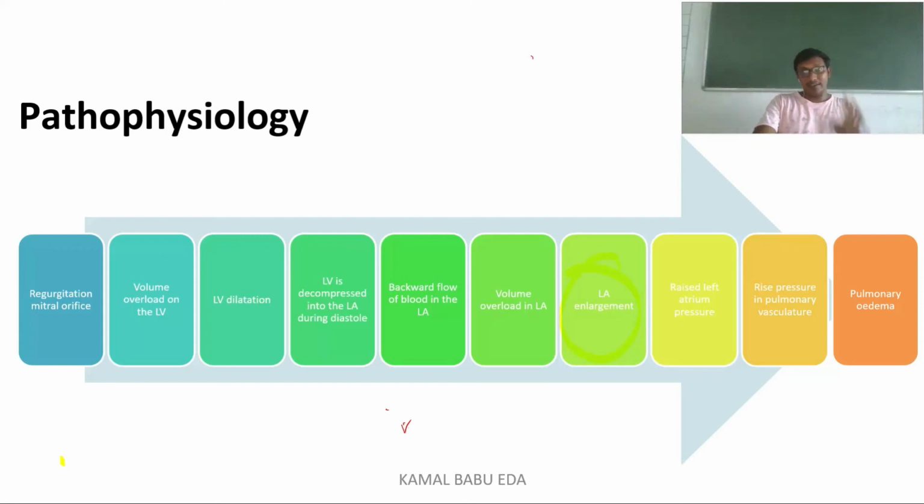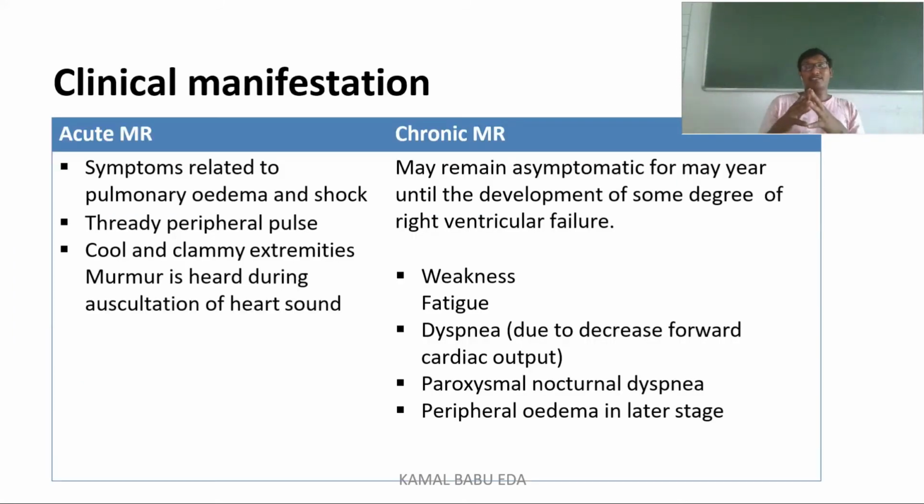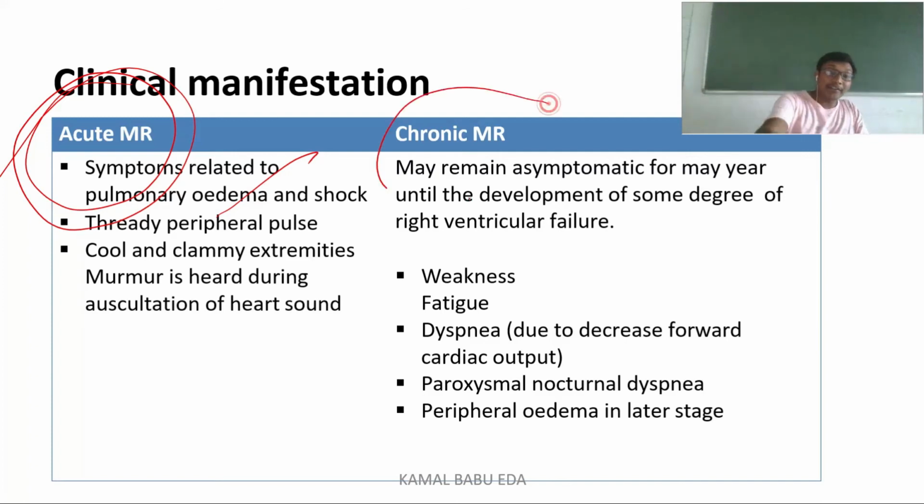Coming to the clinical manifestations, if it is acute mitral valve regurgitation, you will see the signs of pulmonary edema and even shock. You can feel a thready pulse and cool and clammy extremities, and a murmur is heard during auscultation of the heart sounds. So this is seen in case of acute mitral valve regurgitation. Coming to chronic mitral valve regurgitation, the patients do not show any kind of signs and symptoms.